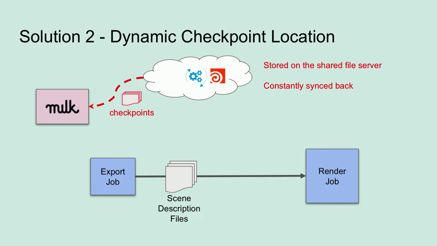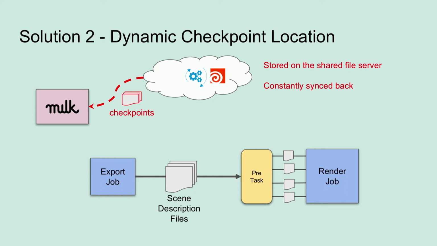And what we then did is, if we're looking at the bottom, it's a representation of the jobs on the farm. So we have an export job on the left and the Mantra render job on the right. What the export job is doing is basically creating the scene description files, the IFD files, that then get rendered in Mantra. So what we inserted is a pre-task script, which will run for every single IFD file.